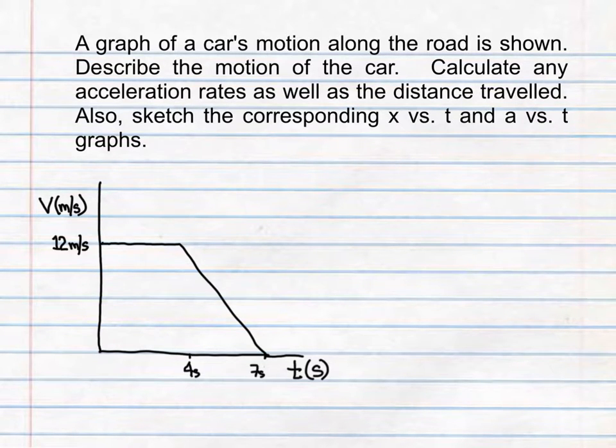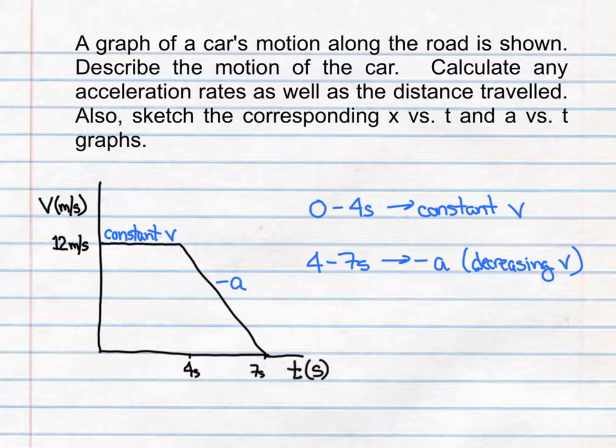Let's first describe the motion of the car. Here we can see this is a velocity versus time graph. So we can see the velocity of the car is 12 meters per second, and it maintains that constant velocity of 12 meters per second for 4 seconds. The next thing we can see is the car decreasing its velocity over the next 3 seconds, as if it's putting on the brakes coming to a stop sign. We would say that velocity is decreasing, or it's a negative acceleration.